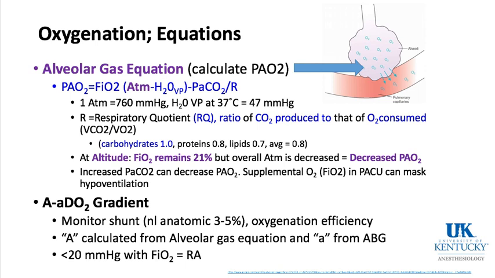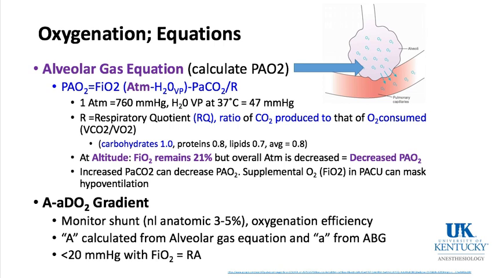Now, respiratory quotient, or RQ or R, is the ratio of carbon dioxide produced to the amount of oxygen consumed. And if you are producing 1 molecule of CO2 for every molecule of oxygen you consumed, that would be an R value of 1, or RQ of 1. And carbohydrates, if you're using that as your total nutrition, you would have an R value of 1. Proteins, it's 0.8, lipids, it's 0.7, and the average RQ is 0.8.